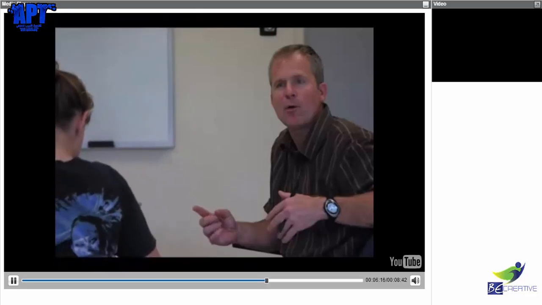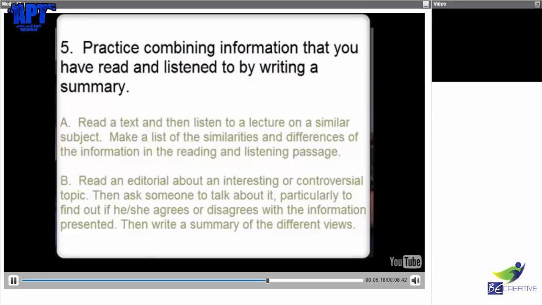Tip number 5. Practice combining information that you have heard and read in a written summary. Remember that this is very, very important for TOEFL. So you could read a text before listening to a talk on the same subject. You might make a list of the similarities and the differences of the information presented.